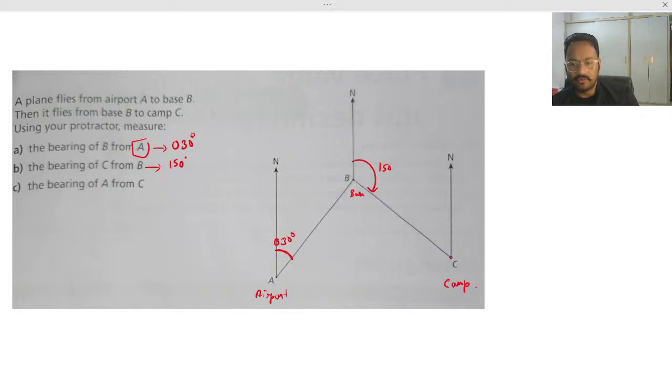Now here you need to join this line. If you will not join this line, you will get a wrong answer. You need to join this line and then you need to find the bearing of this, like this. Now who will tell me what is the answer? If these two angles are given to you, what will be the bearing of the third one? Let's see the answer of the C part.